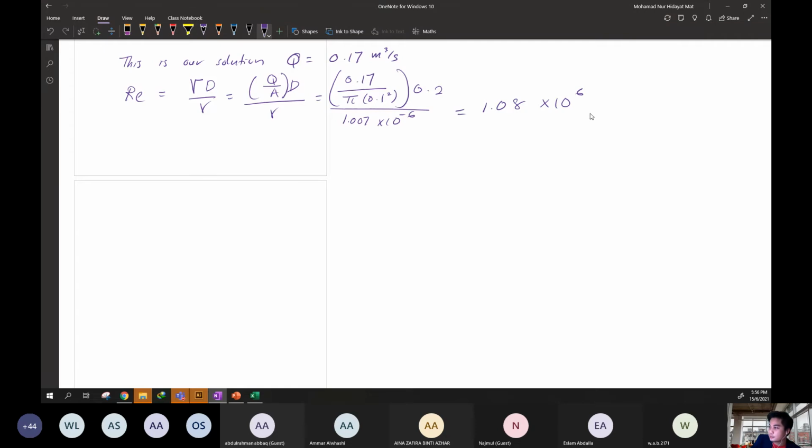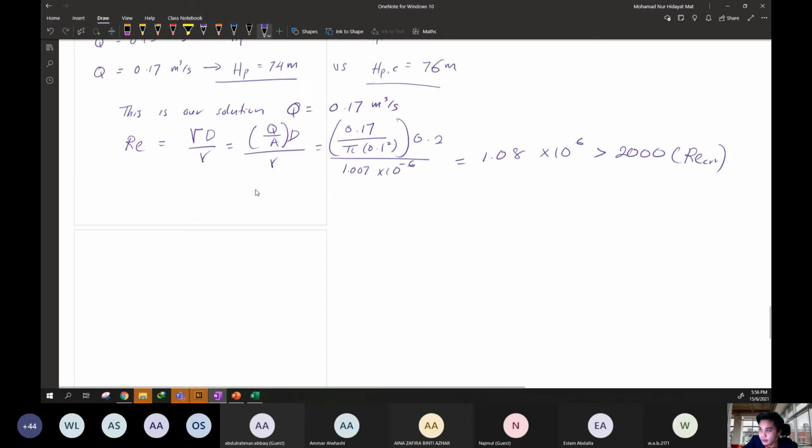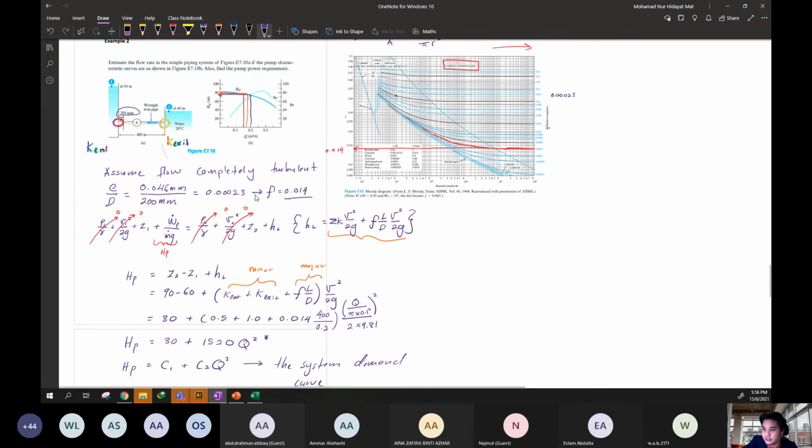So do you think this is turbulent? Yes, this value is more than 2000, our critical Reynolds number. So this is sufficient to cause turbulent flow. So is our validation valid or not? Our assumption, anyone?